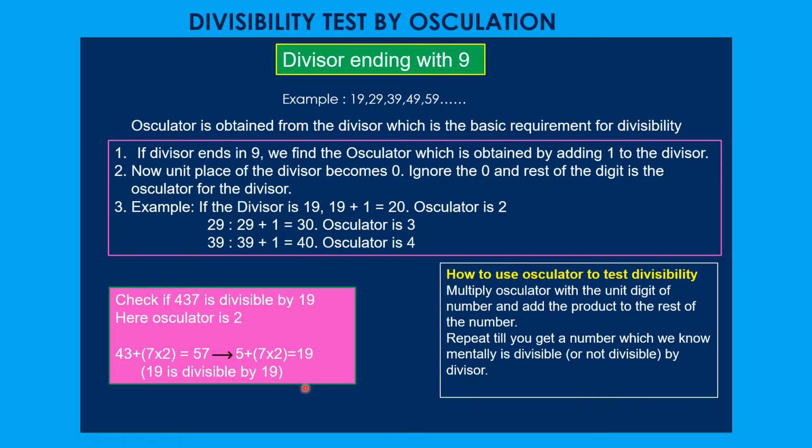We are going to take a few more examples, but here you just have to keep one thing in mind: when your divisor ends with 9, you will find the oscillator by adding 1 to the divisor, because you want to make your unit digit 0. And when you are adding 1 to the divisor to make the unit digit 0, you add the product of the oscillator and the unit digit to the rest of the digits. So let us take a few more examples.